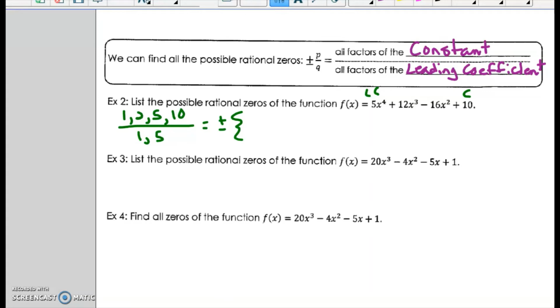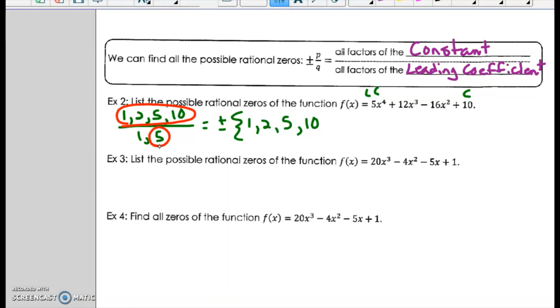So we're going to take 1, 2, 5, and 10 and divide it by 1. So 1 divided by 1 is 1. 2 divided by 1 is 2. 5 divided by 1 is 5. 10 divided by 1 is 10. Now we take those top numbers and we divide them. Let me get rid of this and do that part over again. Then we're going to take the top numbers, 1, 2, 5, and 10, and now we're going to divide them by 5.